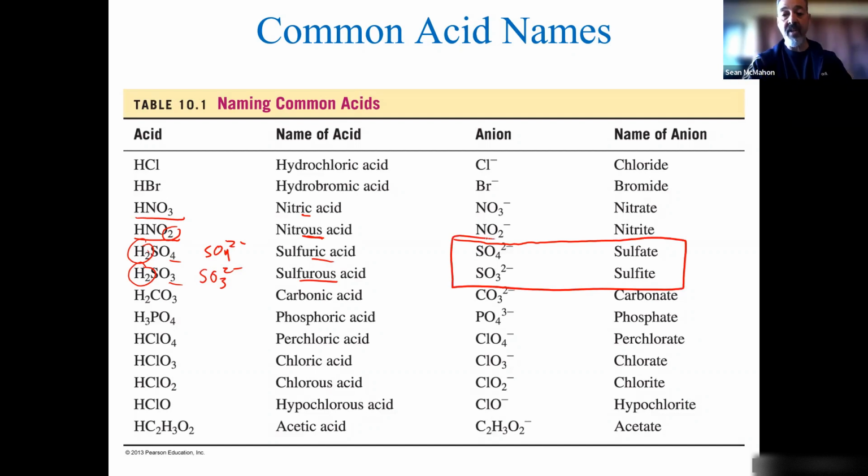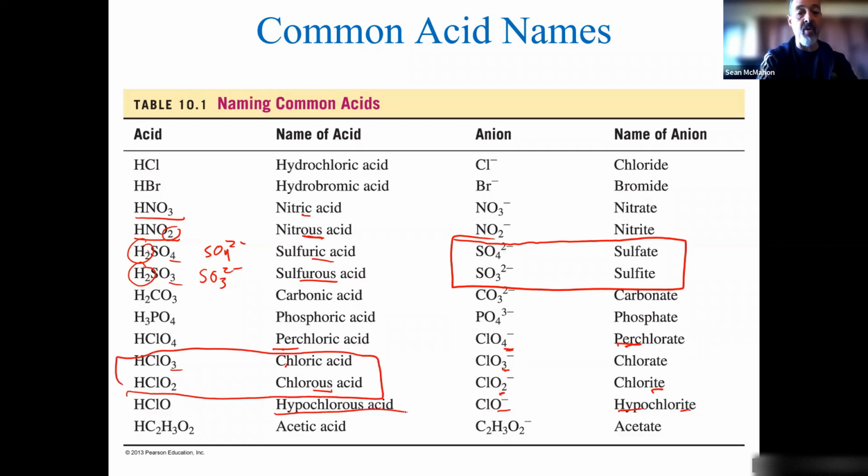We also have perchlorate, if you remember, has 1 more oxygen than chlorate. Chlorite has 1 less, and hypochlorite has 2 less. So that results in our perchloric acid, because perchlorate, perchloric. Chloric acid is derived from my chlorate. The chlorous is 1 less, just like I said earlier. And then the hypochlorous is 2 less oxygen.